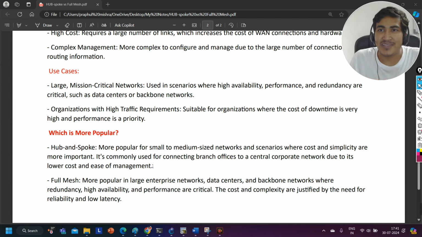So today in this video we have seen many factors of hub and spoke topology as well as full mesh topology.